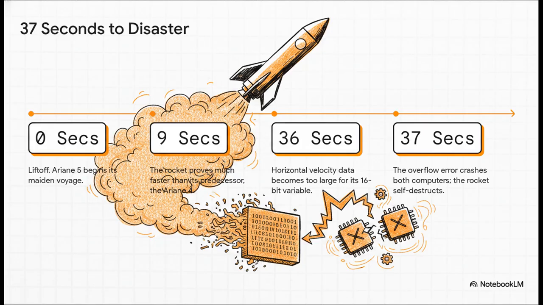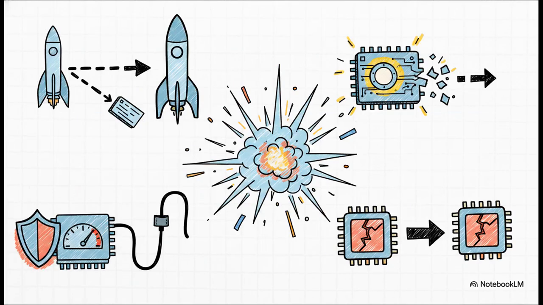Just 1 second later, that single error crashes both the main and the backup computers. The rocket, now basically without a brain, veers way off course and self-destructs. And this is where a bunch of small oversights just pile up into a total catastrophe. The fatal code was just copied and pasted from the slower Ariane 4 rocket. And get this, that piece of code was actually totally useless after liftoff, but they just left it running. Then, to make things even worse, engineers had actually turned off the error protection that could have caught this, all just to squeeze out a tiny bit of extra CPU speed.